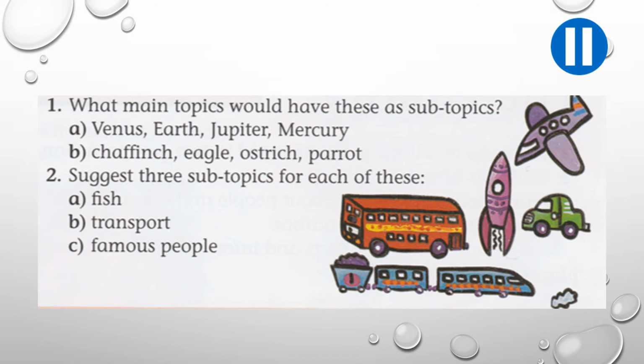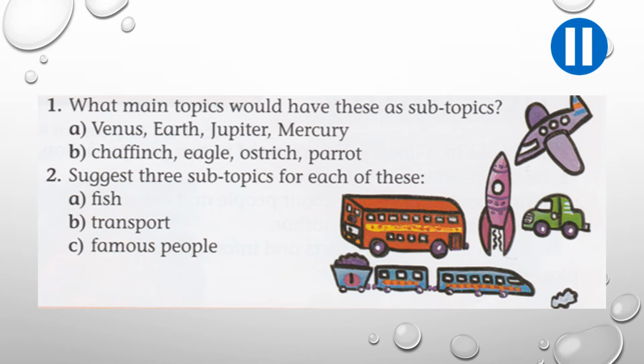Number 1, what main topics would have these subtopics? So A, Venus, Earth, Jupiter and Mercury. Think about what those are and what would the main topic be if you had to look for a book, for example. And B, you have chaffinch, eagle, ostrich and parrot. What would the main topic be for those? Think about what they are.